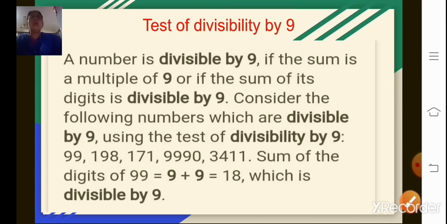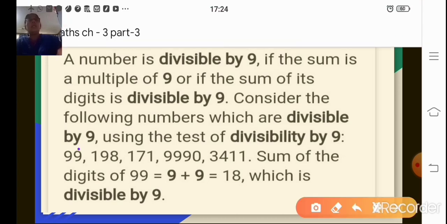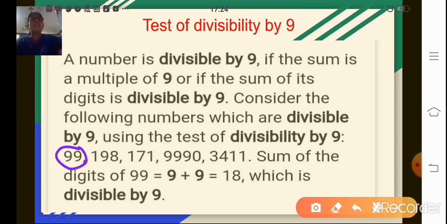Now when do we say a number is divisible by 9? A number is divisible by 9 if the sum of its digits is a multiple of 9, or divisible by 9. Consider the following numbers which are divisible by 9 using the test of divisibility by 9. Now see here, 4 numbers are given. One is 99. Now 9 plus 9 is 18. Now 18 is easily divisible by 9. That means 99 is also divisible by 9.